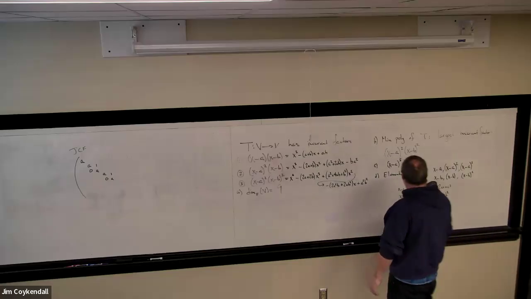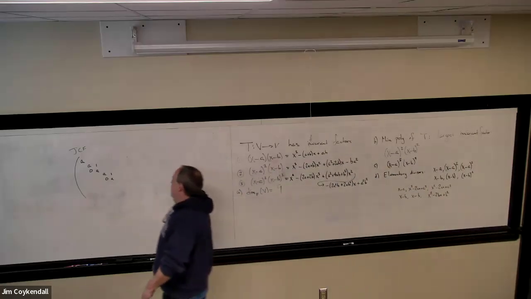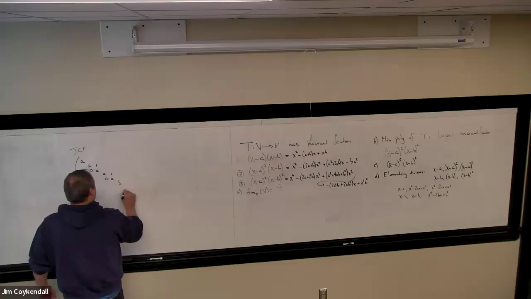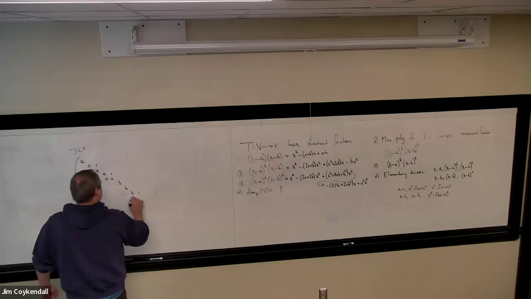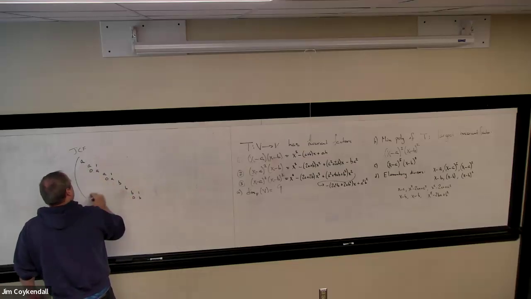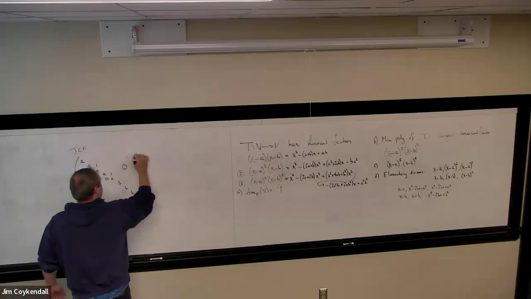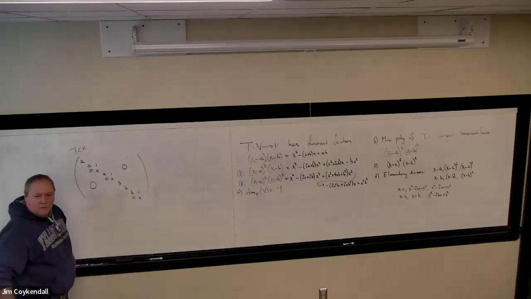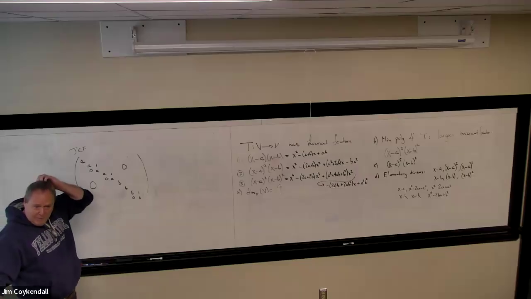And then for the B, I'm going to have a single B block, a single B block, and then a 2B block. 1, 2, 3, 4, 5, 6, 7, 8, 9, and the rest is zeros. So that's what the Jordan canonical form is. Is everybody with me on that?